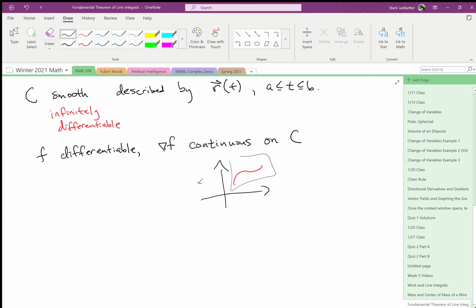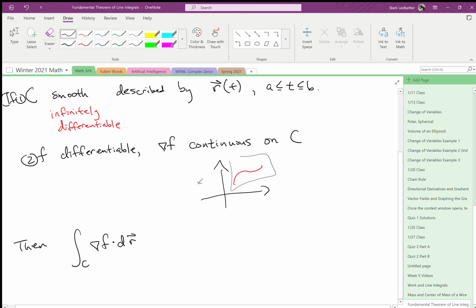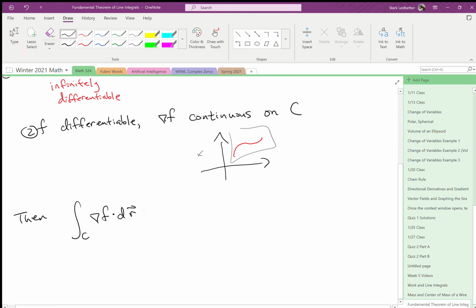Then, if 1 and 2, then we have that the integral of the gradient dotted with dr, the position function, is actually the original function evaluated at the endpoints, subtracted. So this looks a lot like the vanilla fundamental theorem of calculus.